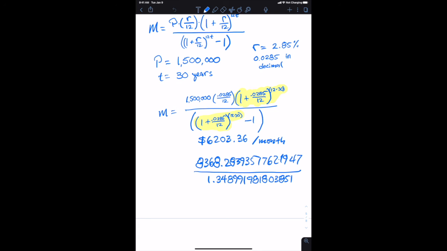So give that a try a few times. Make sure that your answers are consistent. Maybe use a problem that comes out to a certain amount, like this one right here. You should get $6,203.36 every time if you're doing your calculator movements right.